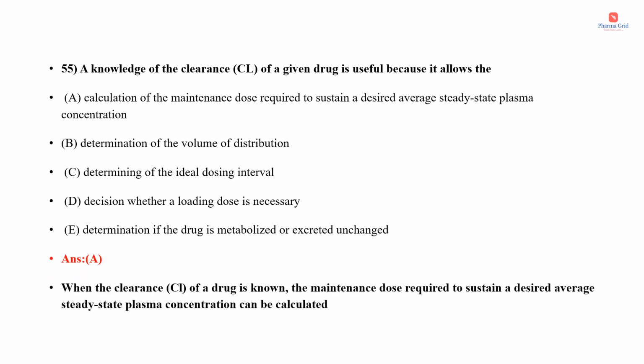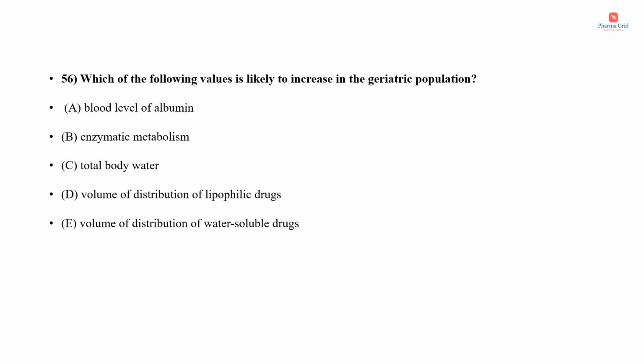That is, when the clearance of a drug is known, the maintenance dose required to sustain a desired average steady-state plasma concentration can be calculated. Okay, so the volume of distribution is useful to calculate the loading dose, whereas this clearance allows us to calculate the maintenance dose of a drug. Which of the following values is likely to increase in the geriatric population?